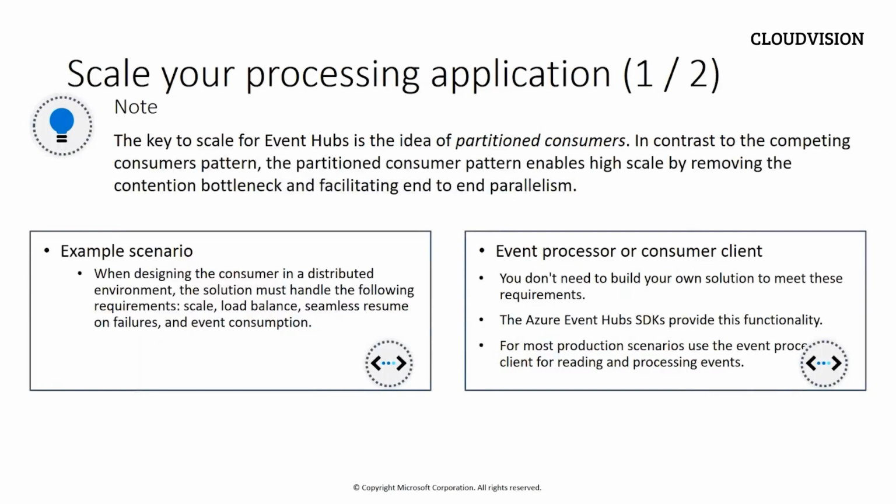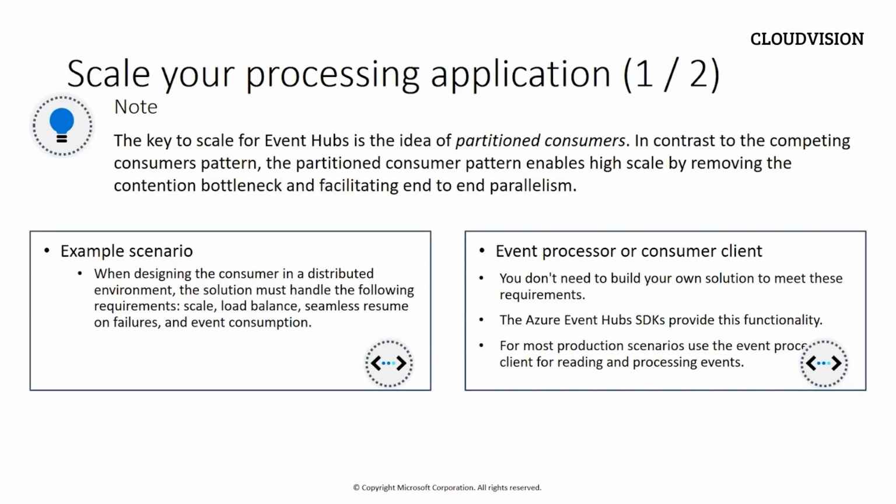Scale your processing applications. The key to scale for Event Hub is the idea of partition consumers. As I discussed with you, it might be possible that I want to create multiple instances of my application so that I can process the messages much faster. So I can use the same consumer group.